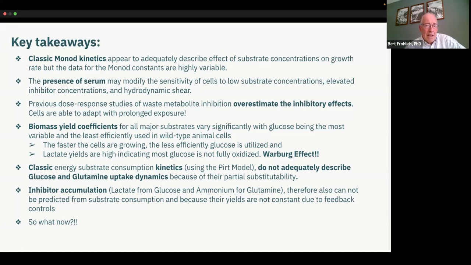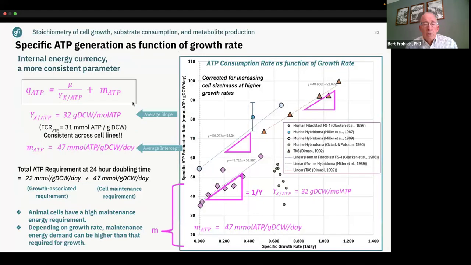And that those classic PERT kinetics do not adequately describe the consumption of glucose and glutamine. And therefore, if we can't predict those, then it's very hard also to predict the accumulation of the waste metabolites. So now what? Well, we found that we had to go one level deeper, and that is to look at what's happening inside of the cell.